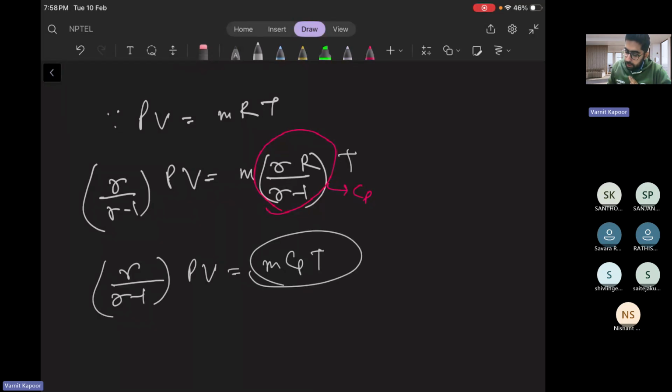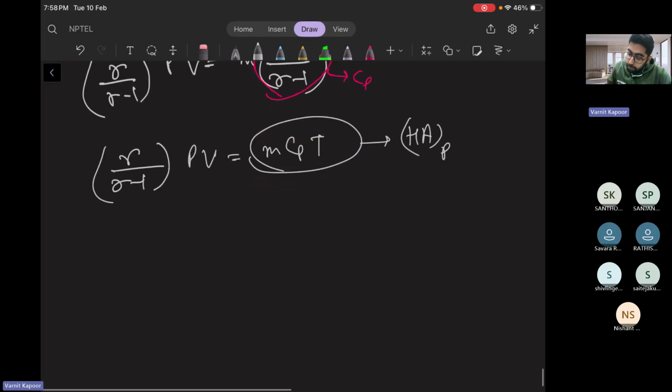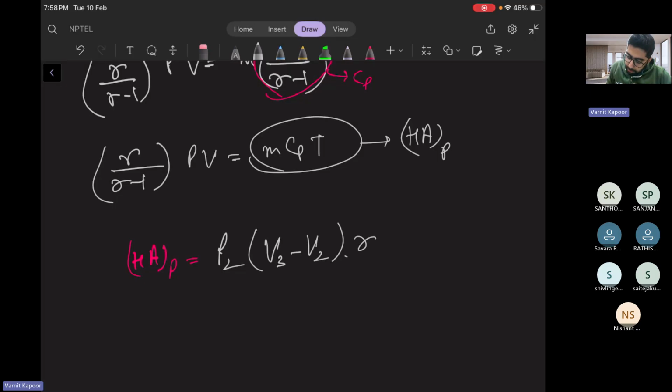And this is nothing but your heat addition at constant pressure. So this is a very important relation. We have derived that heat addition at constant pressure, for any process, can be written as P2 times (V3 minus V2) into gamma by gamma minus 1. When V2 and V3 are equal, it will be 0 heat, as for our Otto cycle.